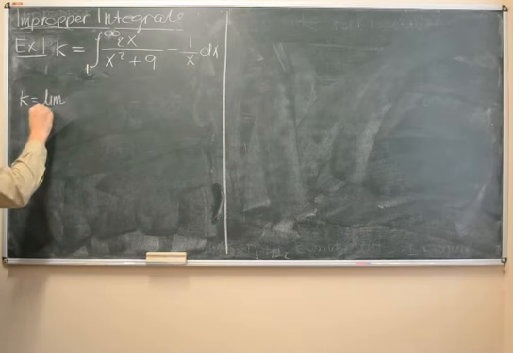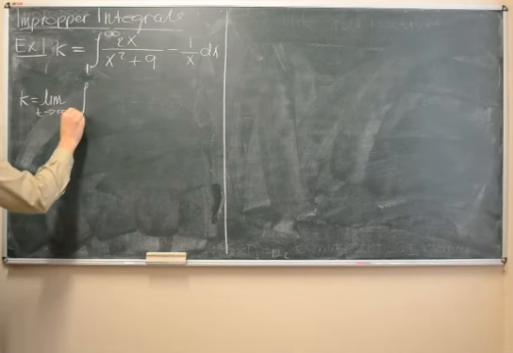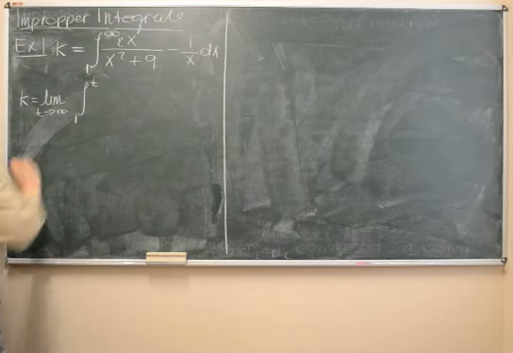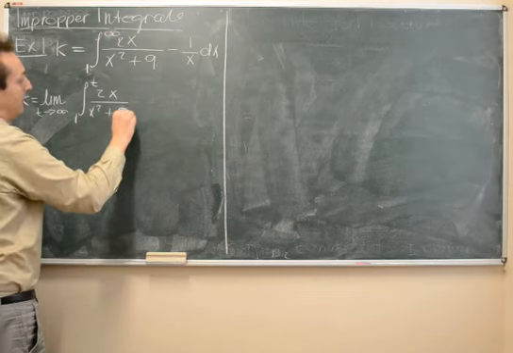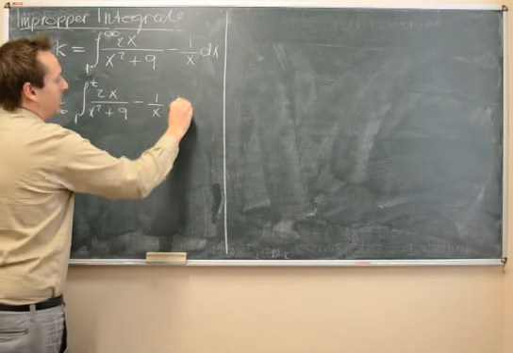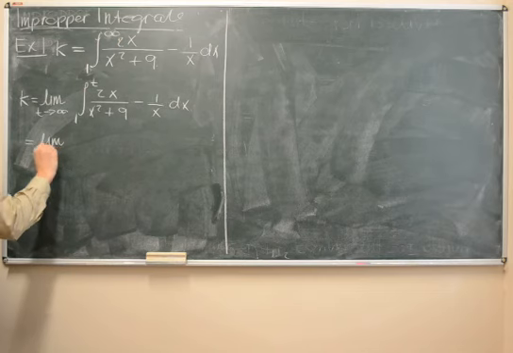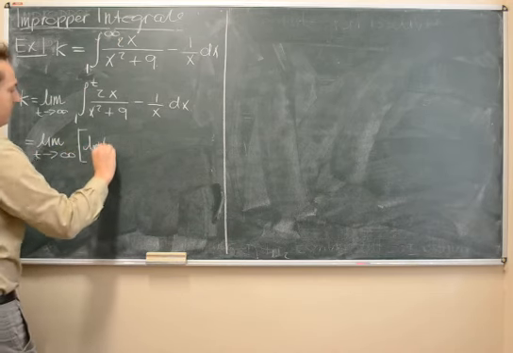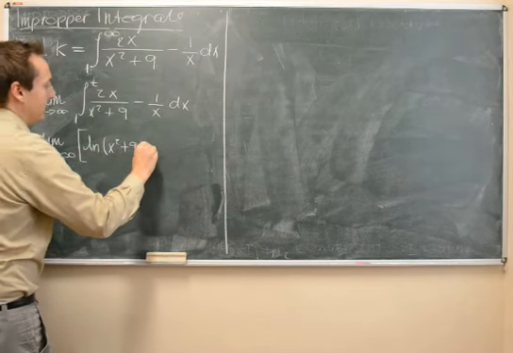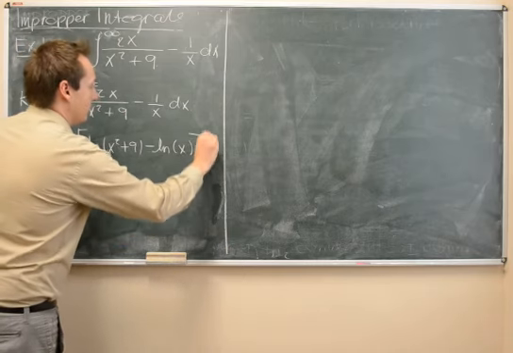And so we're taking an integral to plus infinity, so we're taking the limit as t goes to infinity of the usual definite integral of 2x over x squared plus 9 minus 1 over x. The next step is to calculate the antiderivative, which in this case is not too difficult. It's just going to be ln(x squared plus 9) minus ln x, from 1 to t.